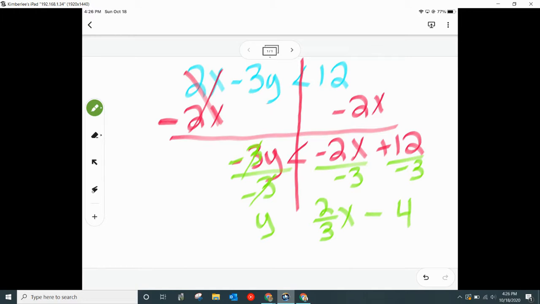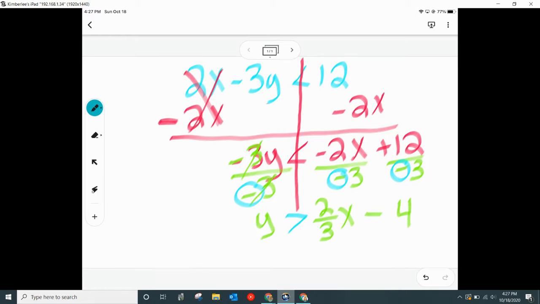Now I'm going to look at my symbol. So remember that one step, the thing you have to remember is if you multiply or divide by a negative number, which we did on both sides, we divided by negative 3, we have to come over here now and flip our symbol. Super, super, super important. So y is greater than 2/3 x minus 4. That's what we have when we have solved this equation for y.